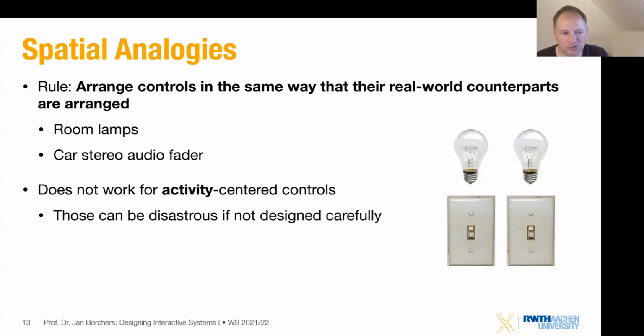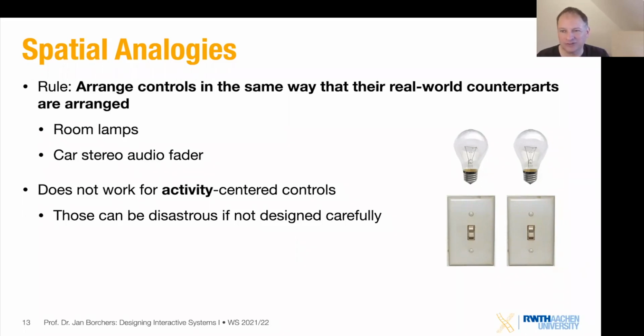With activity-centered controls, I mean things like a button that sets the lights in my living room and the volume of the TV and everything to watching a movie, right? There is no longer a natural spatial analogy to that. So this becomes harder to do, to use spatial analogies for interfaces that do these things. Also, these activity-centered controls are great if they are designed very carefully and they really capture the activities that are going to happen in that space well.